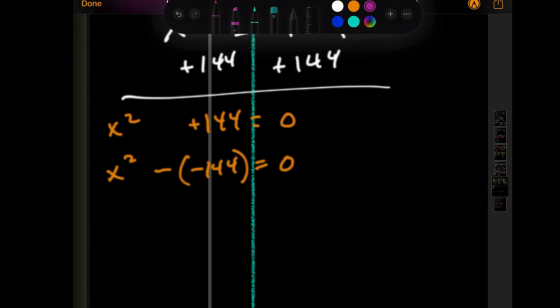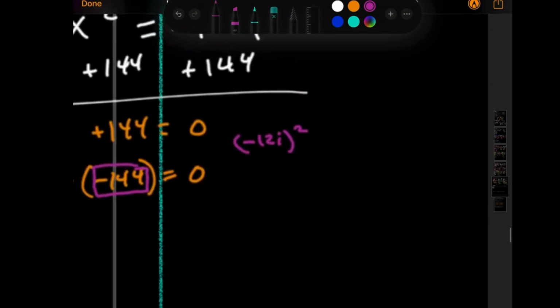We can call in the pirates. Let's call in the pirates. So you can do negative 12i squared. Okay, what does that equal? That equals, so negative times a negative is a positive. 12 times 12 is 144. And i times i is i squared.